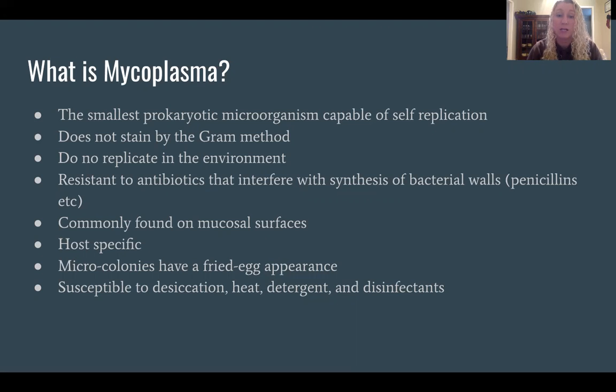Typically, the microcolonies of Mycoplasma can have a fried egg appearance. They also are susceptible to desiccation, heat, detergent, and disinfectants.